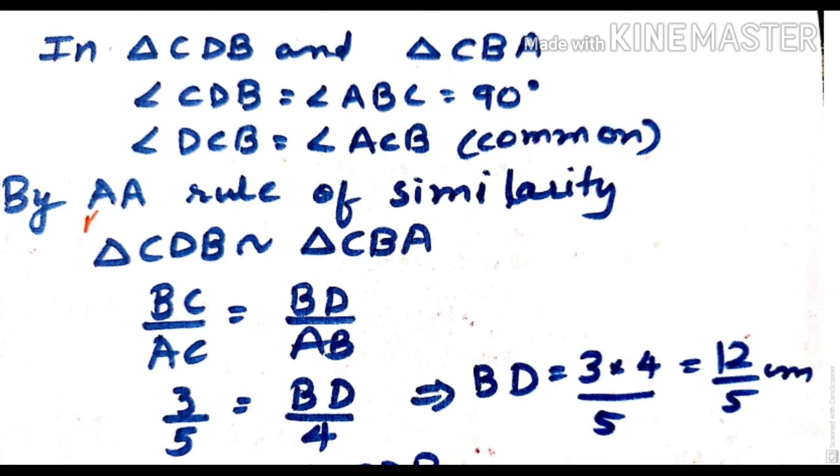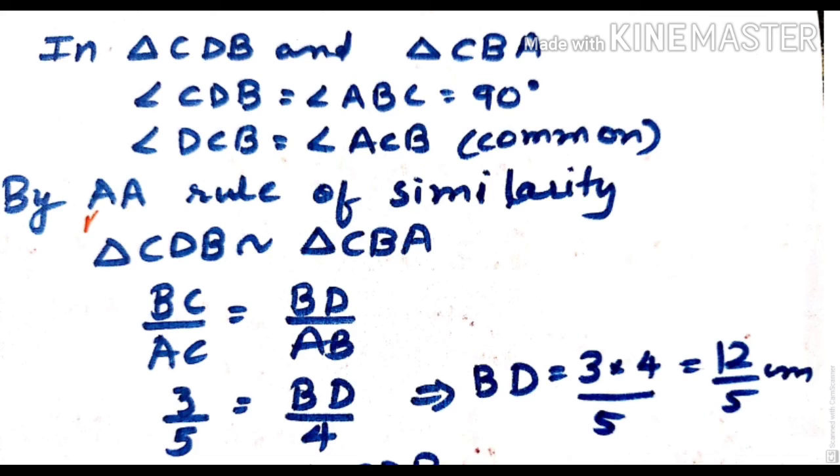So here you check another condition. First condition, two angles of a triangle are 90 degrees, and the second condition is angle DCB is equal to angle ACB, that is common in the triangle. So this is by the AA rule of similarity, which means if two angles of a triangle are equal, then the third is also the same in measure. So we can say triangle CDB is similar to triangle CBA. Now students, if two triangles are similar, then their corresponding sides' ratios are also equal. So here I have proved that triangle CDB is similar to triangle CBA.